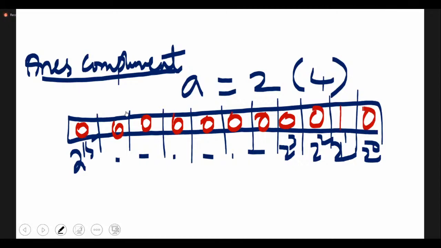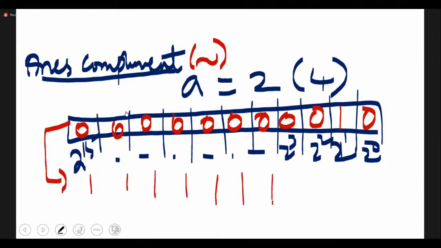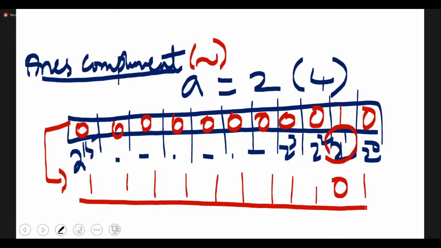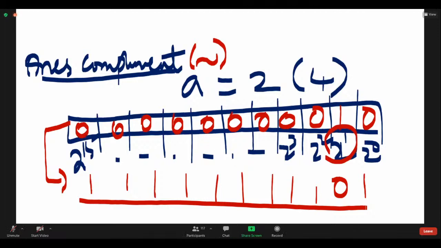Now what does one's complement do? The symbol does inversion. That is, zeros should be inverted to 1 and 1 should be inverted to 0. So this is 0. This will be inverted to 1s. All the bits in between. Only the bit at this location is inverted to 0. So if you translate this expression in one's complement, you get it as -3.